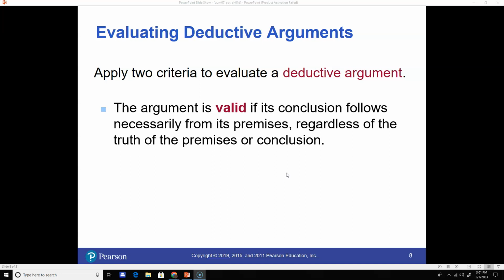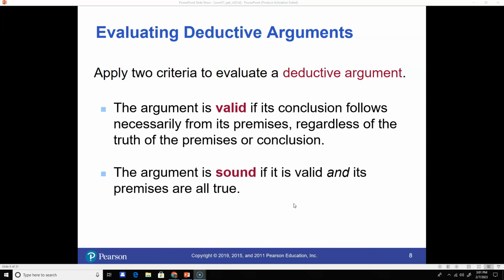So the statement here is the argument is valid if the conclusion follows necessarily from the premises, regardless of the truth of the premises. Okay? But the argument is sound if it's valid and its premises are true. So a lot of times if you're making a statement and the logic is valid but the premise is false, it's not very interesting to talk about.